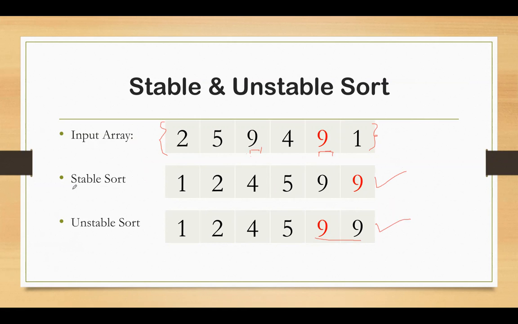In this stable sort scenario, we can see that when this input array of numbers is sorted, it maintains the relative ordering by placing the black 9 first and then the red 9. In the other case, when the numbers are getting sorted, the red 9 is coming before the black 9, which is not preserving the relative ordering of the numbers. So this is a simple difference between stable and unstable sorting.